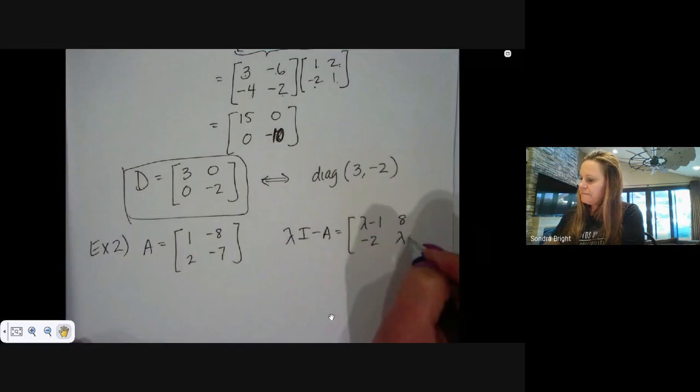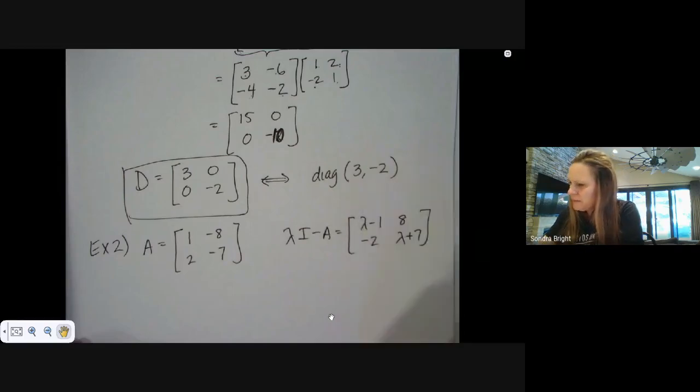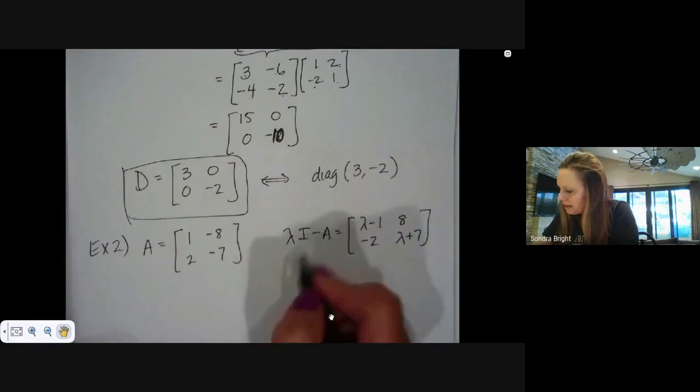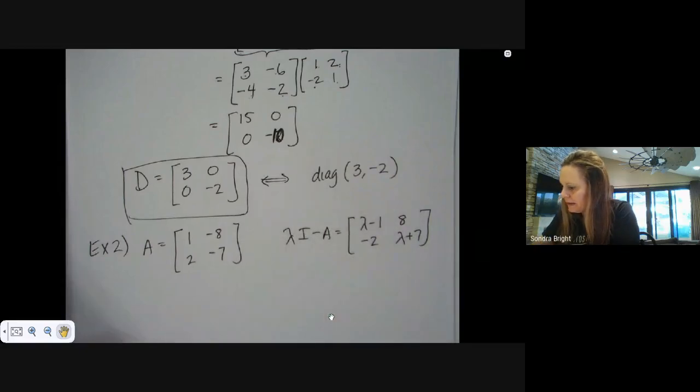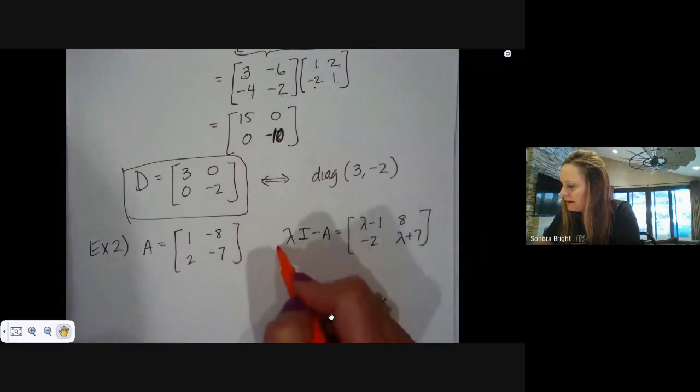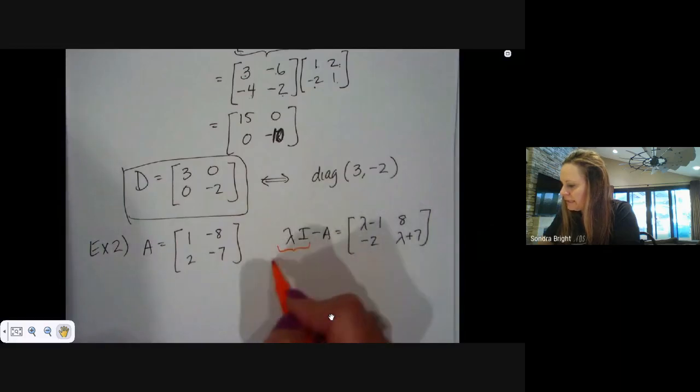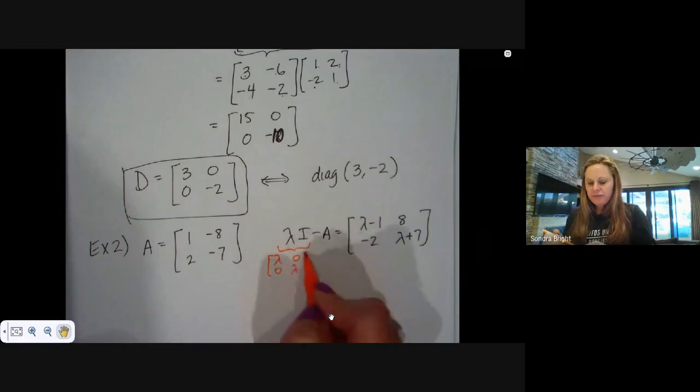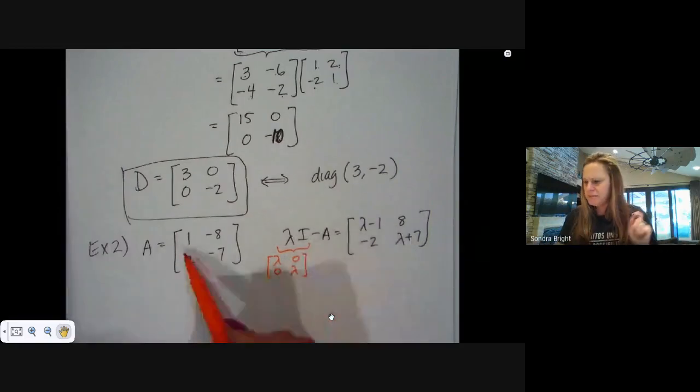Now, hopefully you guys remember that. Somebody asked me that last time. I already did it on the last example, but in case you were confused, remember lambda I would be lambda, 0, 0, lambda, and then minus this matrix A. So hopefully you remember that anyway, since I already did it.